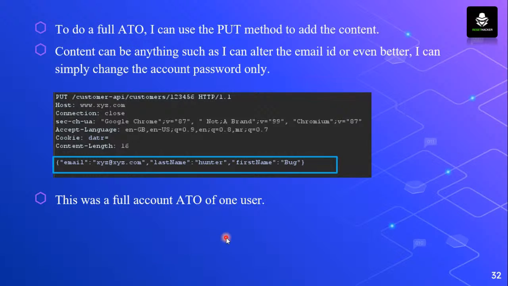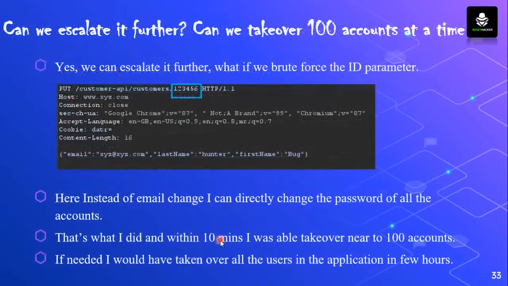Can we escalate it further? Many hunters think that we can't escalate it once we have found a high severity vulnerability. As of now, it is a high severity vulnerability. Can we exploit it to a highly critical vulnerability? Yes, as mentioned in the next slide. Can we take over 100 accounts at a time? Yes, we can escalate it further.